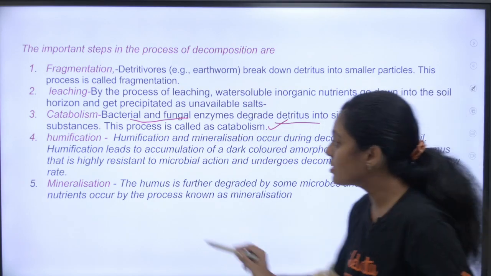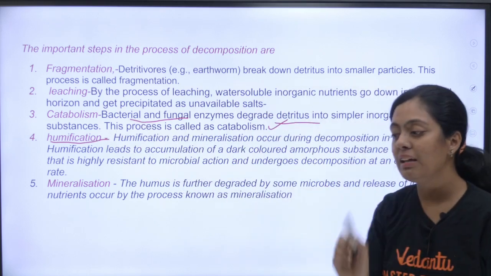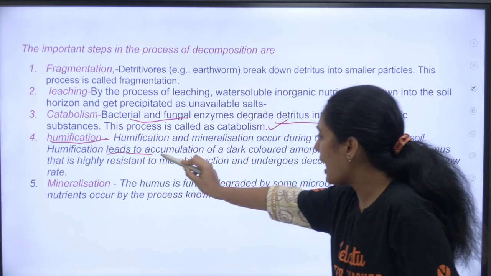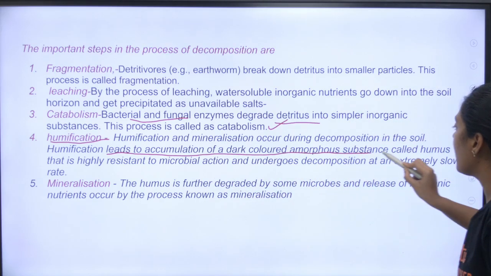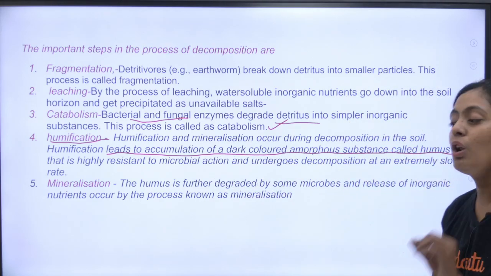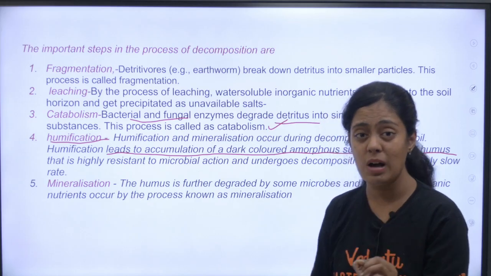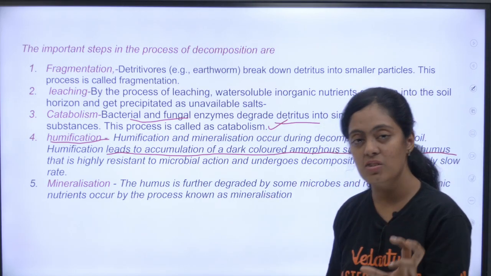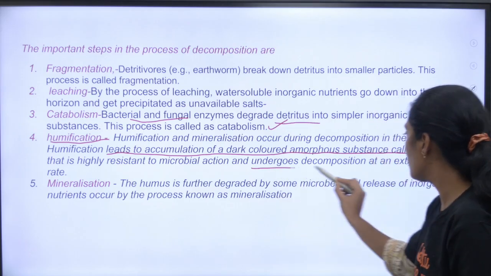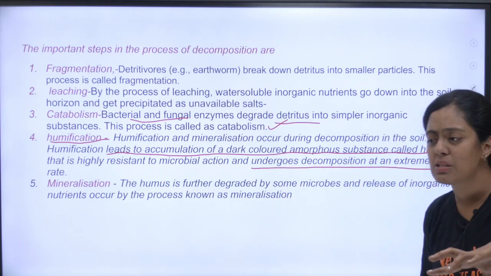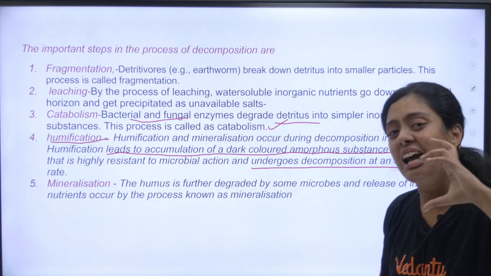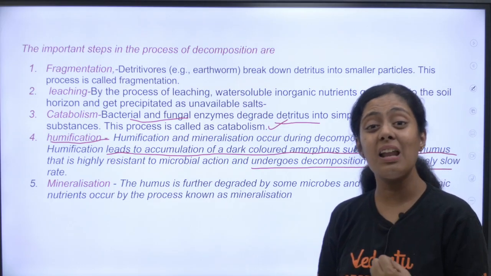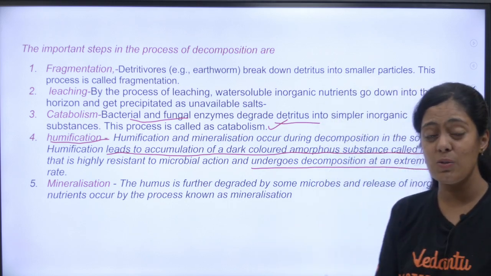Okay, the next one is humification. Very, very important. What is humification? It leads to the accumulation of a dark colored amorphous substance called humus. In Tamil they call it kaliman, right? So that kaliman is nothing but your humus. It is highly resistant to microbial action and undergoes decomposition at an extremely slow rate, and it is highly rich in minerals and nutrients. The more humus there is, the higher the fertility of the soil.